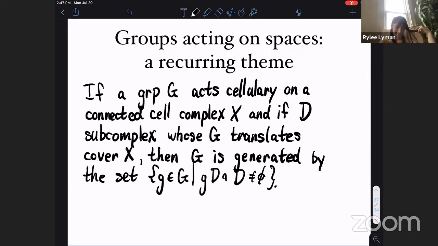Thank you. Oh, really? Nice. Yeah, see, these are things that pop up everywhere. And the reason that I'm mentioning it here is because we want to use this type of action now to show that the mapping class group is finitely generated. Okay. A question in the chat is just to make sure that cellularly means that it takes cell to cell. Exactly. Yes.